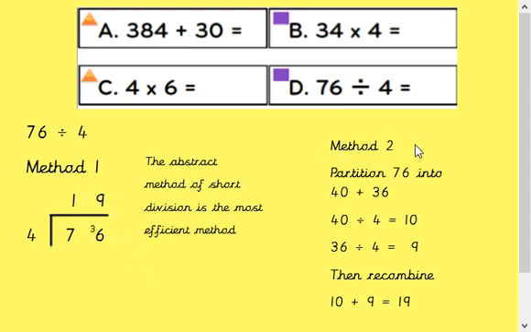If I wanted to look at method 2, I would need to partition 76, and I would probably break that up into 40 and 36. 40, because I know that 10 4s are 40, and it's a nice round chunk. So I'm going to start here. 40 divided by 4 equals 10, and 36 divided by 4 is 9. I will then need to recombine my numbers, so 10 plus 9 would leave me with 19, and if I wanted to check it against what I did earlier on, we can see that we are agreeing.